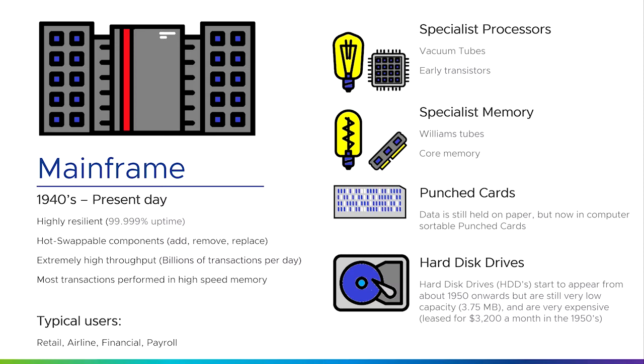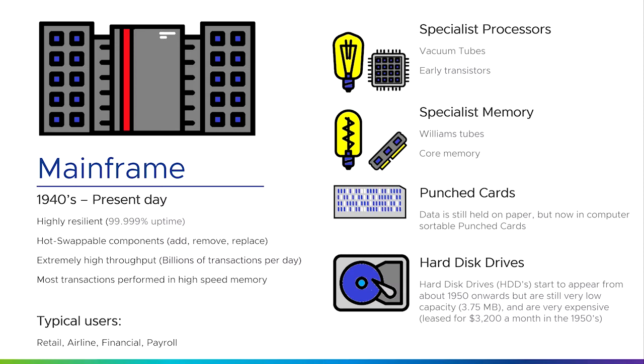And mainframes started with early versions of hard disk drives. From about the 1950s onwards, we had hard drives in mainframe computers, but they were very low capacity, around 3.75 megabytes. And in the day, they would have cost you $3,200 a month for 3.75 megabytes of storage.